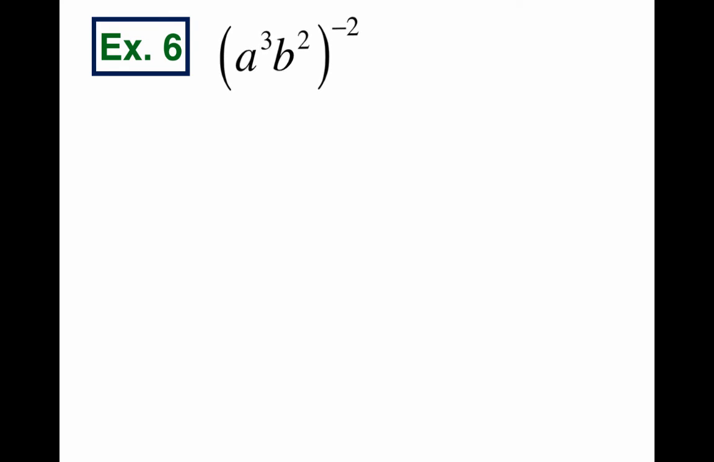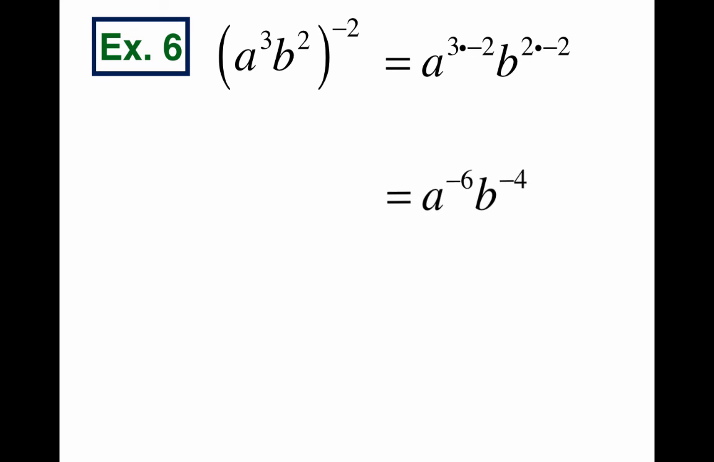Example 6. Here's a parenthesis problem. A to the 3rd b squared to the negative 2 power. This is actually kind of a hard one. What's the rule with parentheses if you look back at your chart in your notes? What do we do with parentheses and powers? Yeah, we multiply them. So that a to the 3rd, we're going to times it by negative 2. And that b squared, we're going to times it by the negative 2. We're going to multiply those powers.